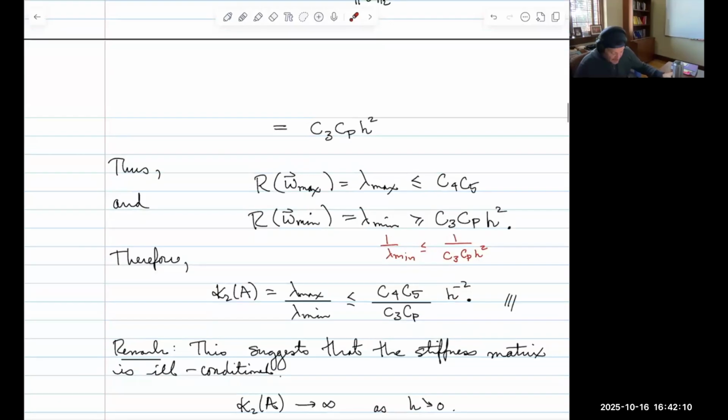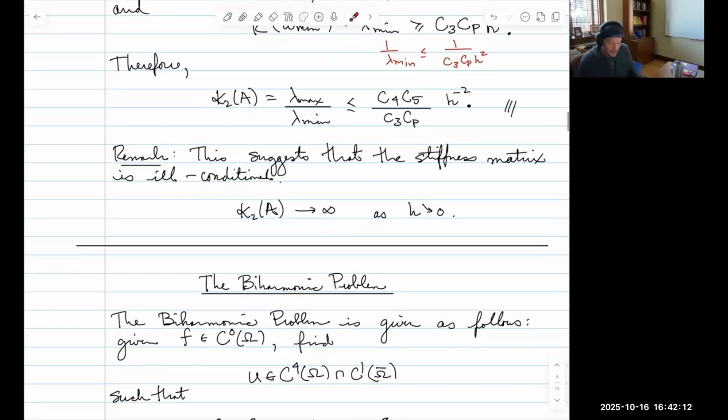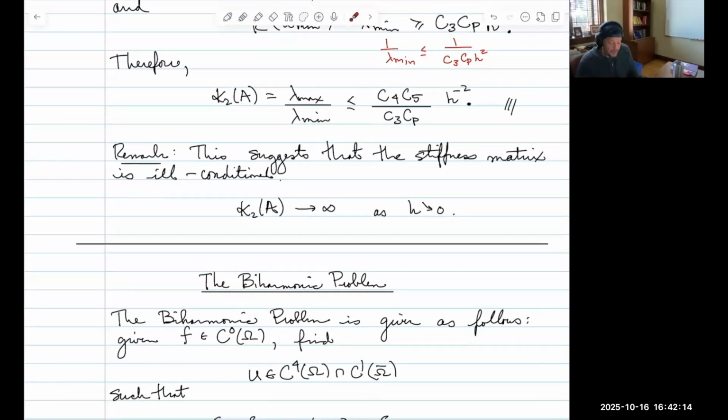So I've already said this, but the condition number is getting bad as H is getting smaller and smaller. And so we say that this stiffness matrix A is ill conditioned. Its condition number is growing worse as one of the important parameters in the system is getting small. And that's, of course, usually what we're interested in.